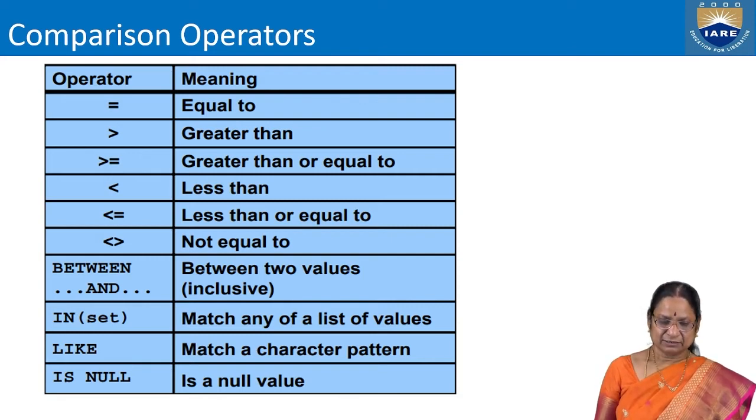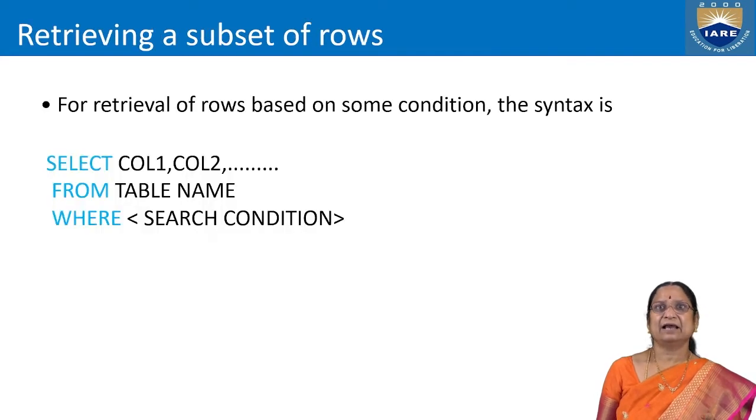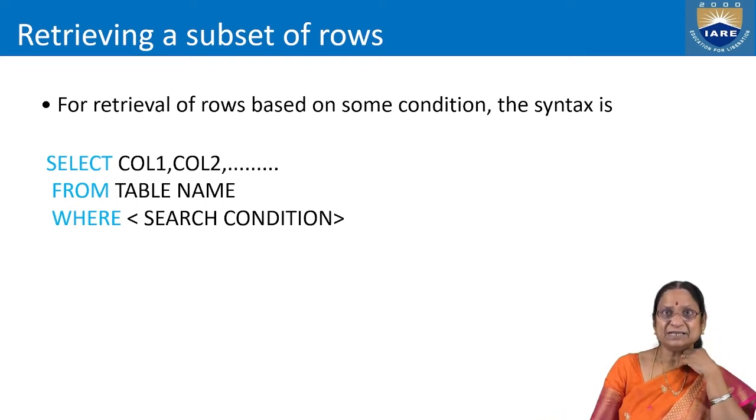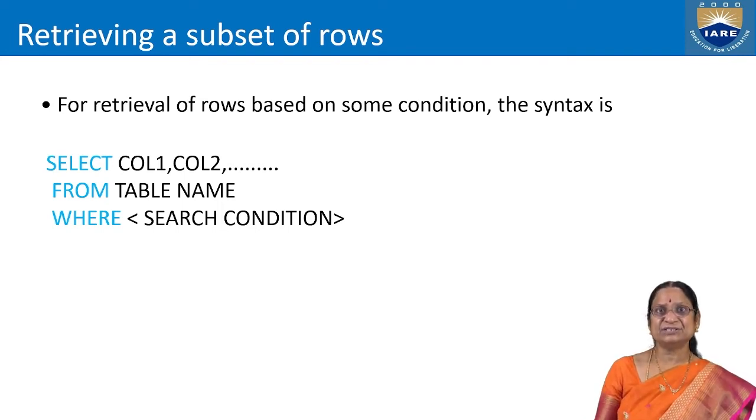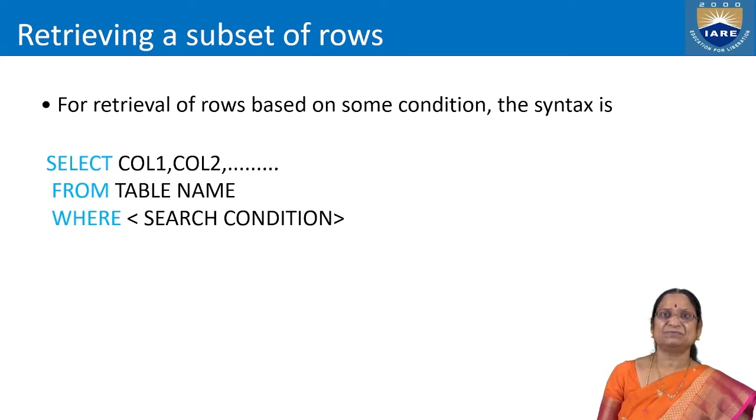Oracle provides the comparison operators BETWEEN, IN, LIKE, IS NULL. Right? This comparison is used to retrieve a subset of the rows, but not all rows. For retrieval of rows based on some condition satisfaction, we can use it. So how to check the condition? WHERE clause. SELECT and FROM clauses are there. We are now adding another clause, the WHERE clause, the search condition. It will access each tuple and search for the condition. If this condition is satisfied, the respective tuple will be sent to the output result. Otherwise, it will be discarded.